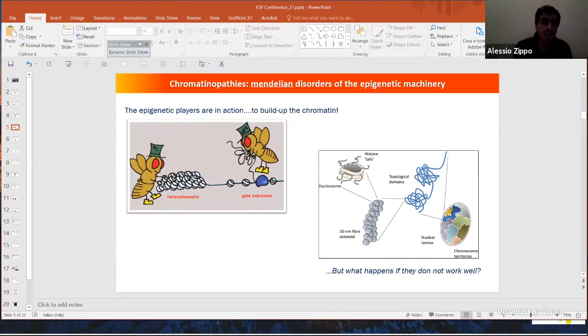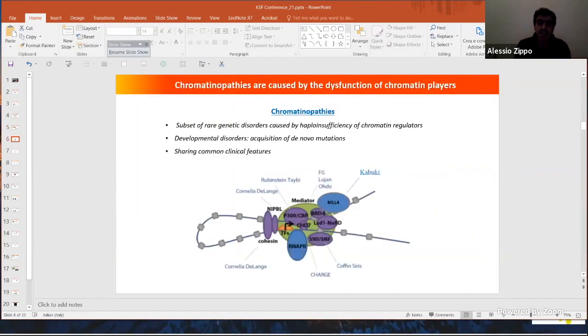Just think that within each nucleus of our cells, the genomic information is 2 meters long, which is then organized in this structure called chromatin, wrapped up and organized within the nucleus. So there is a very high level of organization there that has to be maintained. So the question is, what happens when this system does not work properly? The answer is that we end up with a series of diseases, including chromatinopathies.